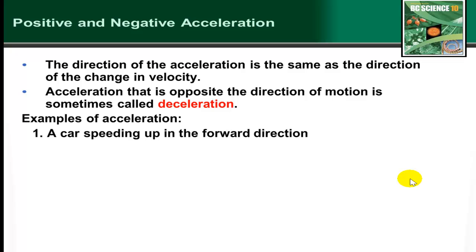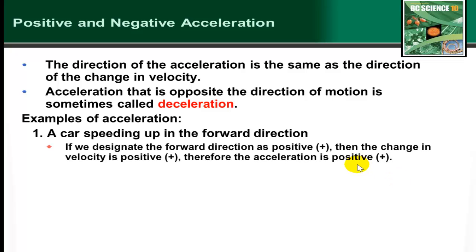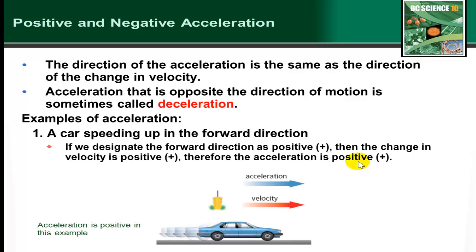So an example of acceleration would be a car speeding up in the forward direction. If we designate the forward direction as positive, then the change in velocity is also going to be positive, and the acceleration is positive. Take this car. The light has just turned green. It's moving in the forward direction. Velocity is changing in the forward direction. Therefore, the acceleration is positive.